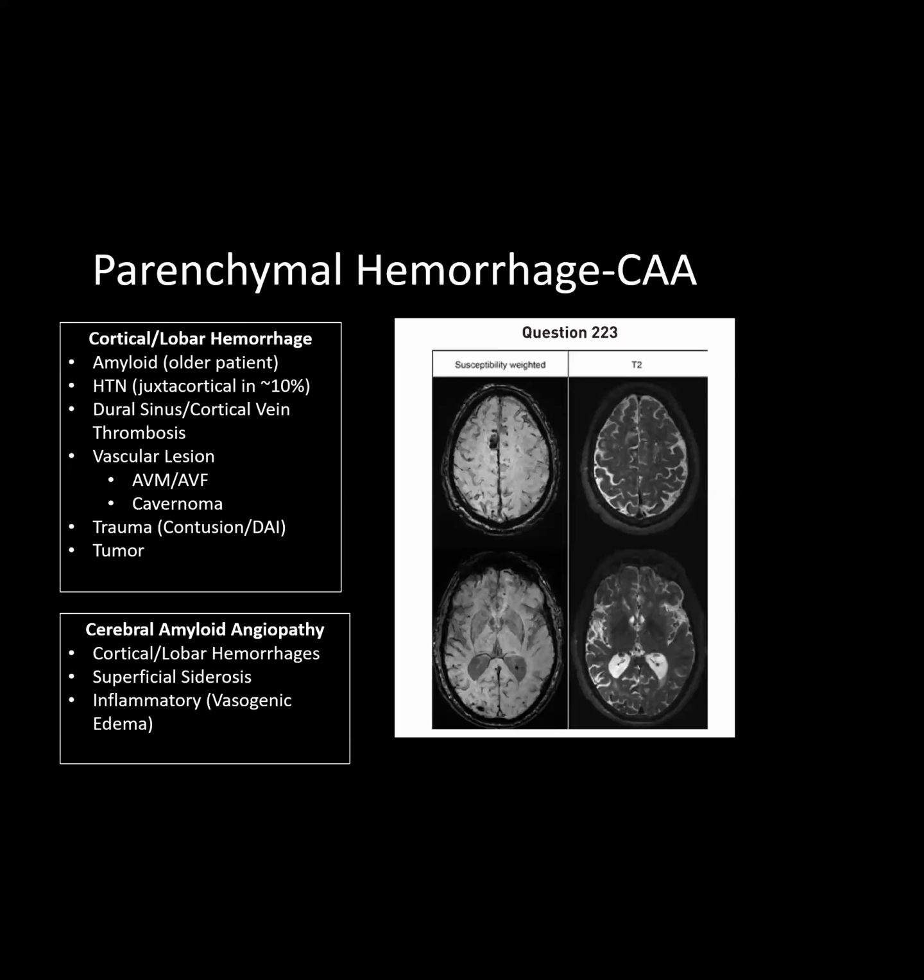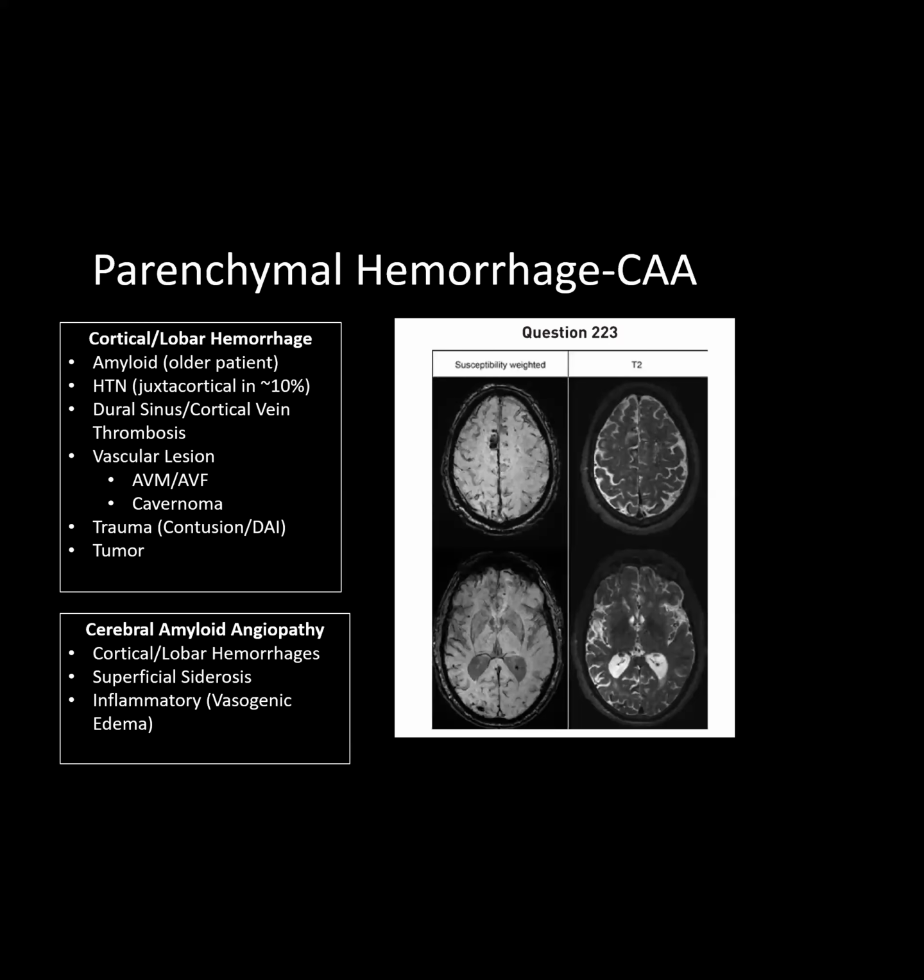If you see hemorrhage that's mainly cortical or lobar, there's a different differential for it than for hypertension. If it's an older patient, I would think of maybe amyloid. Around 10% of people that have hypertension can also get just cortical hemorrhages. A dural venous sinus or cortical vein thrombosis can also give you a cortical or lobar hemorrhage. A vascular lesion like an AVM, AV fistula, or a cavernoma can also give you a parenchymal hemorrhage too.